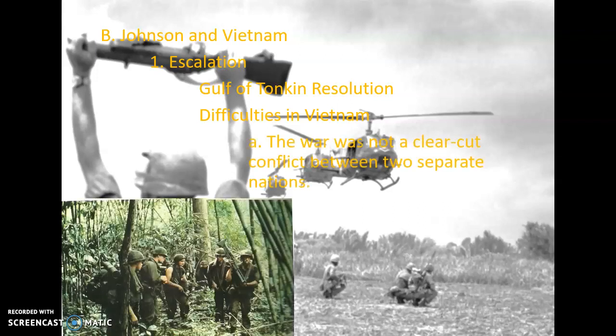Well, first of all, letter A, the war was not a clear-cut conflict between two separate nations. The U.S. was fighting both the North Vietnamese and pro-communist South Vietnamese guerrillas. Not the monkey guerrillas, but people who will fight at home. The Viet Cong, what you need to know about them is they were pro-communist South Vietnamese guerrilla fighters.